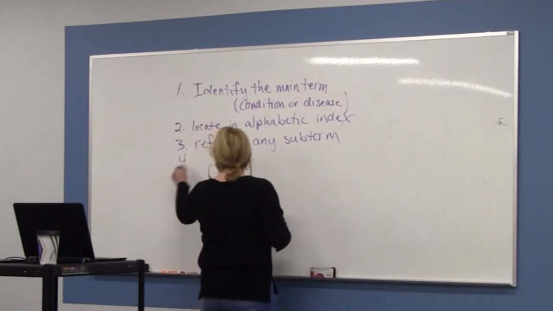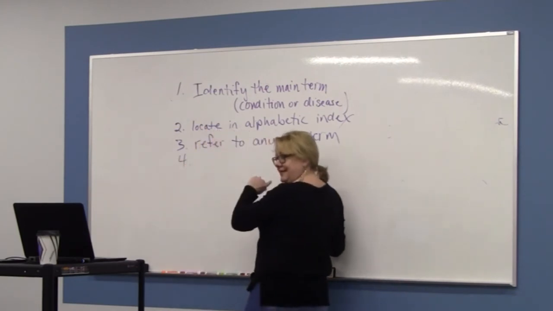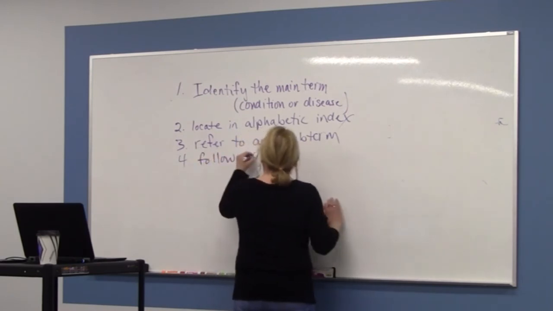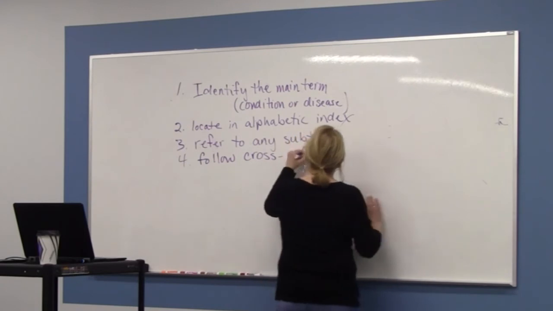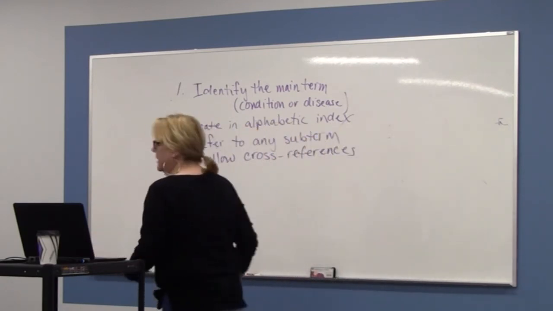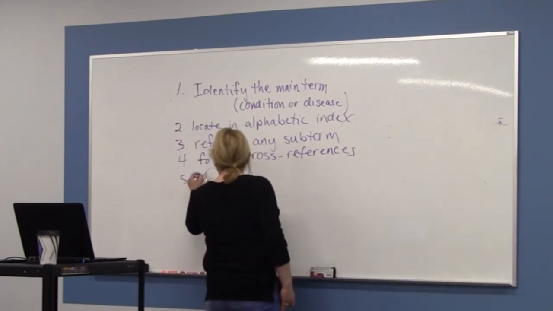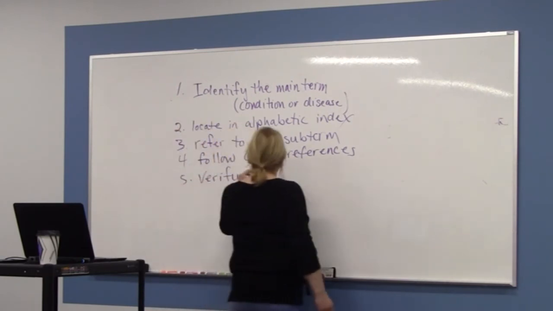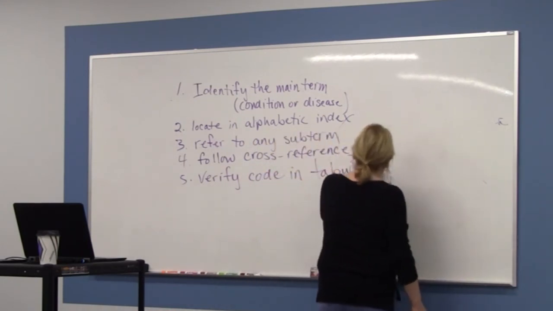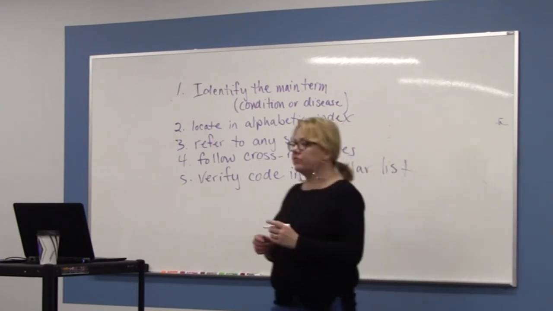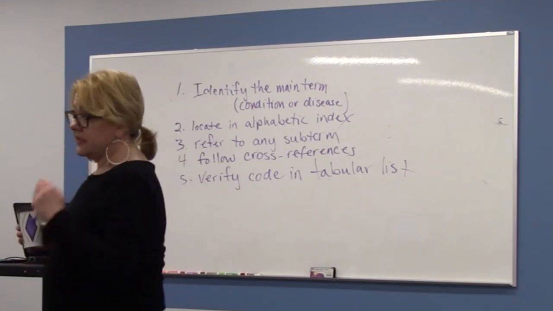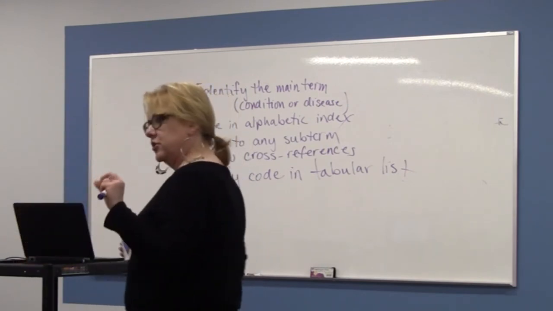Follow your cross-references if you need to, just like I said with the RC Pizza example, right? If you need to. And then, like I said, you're going to verify the code in the tabular list. Always, always, always, don't code from the index. You'll be right sometimes, but you'll be wrong sometimes. So that's an important step not to skip.